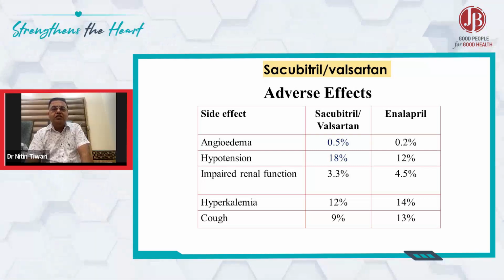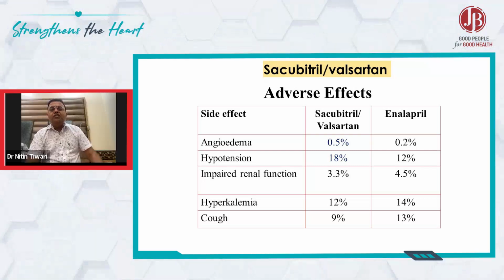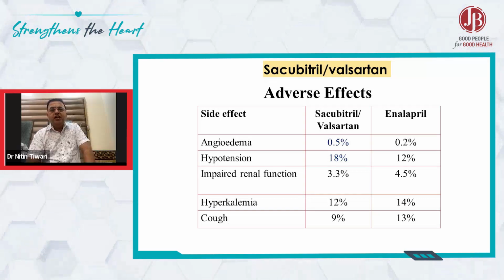Hypotension, as I've mentioned, is the only issue, only in 18% of patients, and that can also be managed very well, as compared to 12% in enalapril. Impaired renal function was lesser, 3% versus 4.5% in enalapril. Hyperkalemia 12 versus 14% in enalapril. Cough also was lesser in ARNI as compared to enalapril.